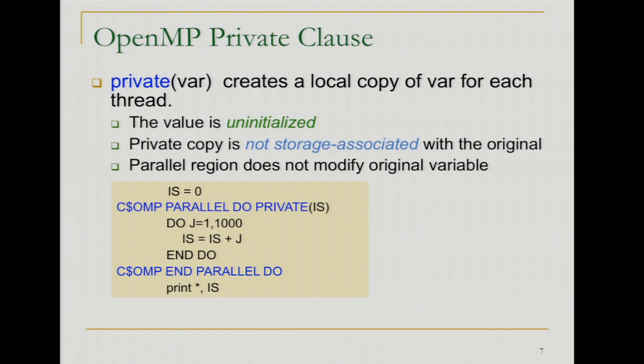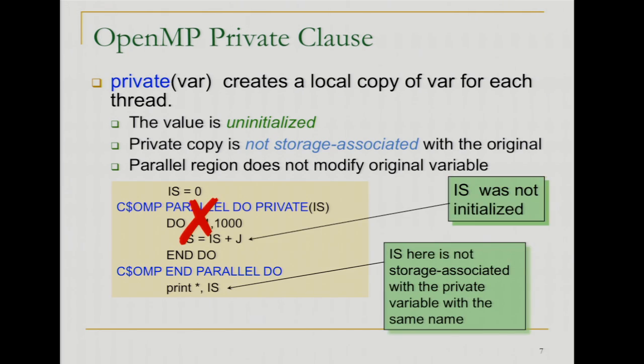Okay, a totally trivial example, and in fact a completely meaningless piece of code. We've got IS equals 0 outside the parallel region. We've got this parallel loop with IS being private. IS will have the same type as the variable called IS outside of the region, but it is a separate variable. So this code is actually incorrect, because this IS inside the loop wasn't initialized. Even though IS is 0 outside the loop, that's a different variable with a different storage location. So this is actually not correct code.